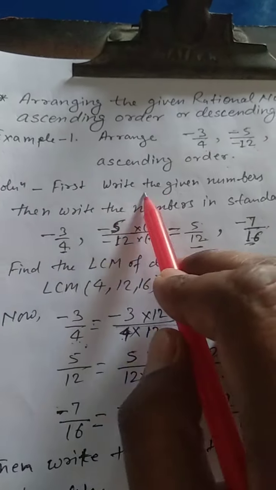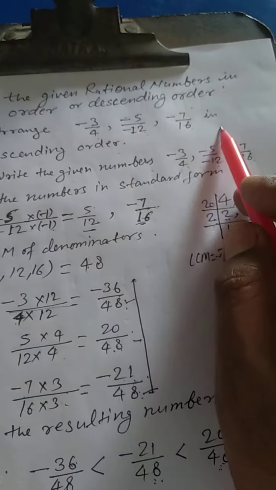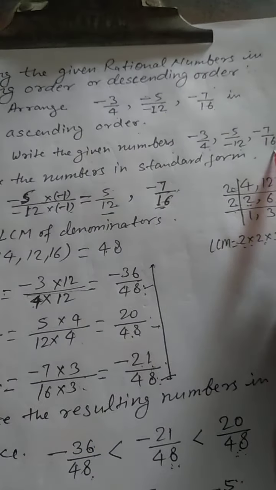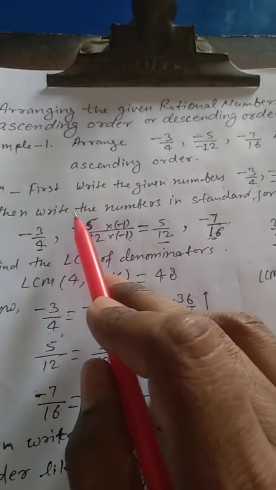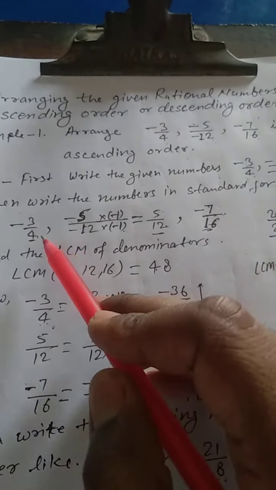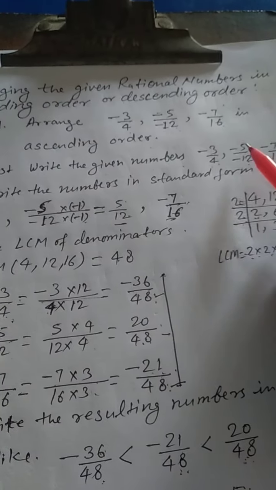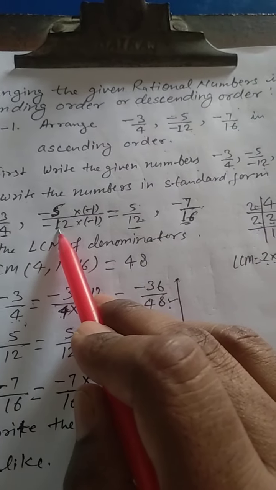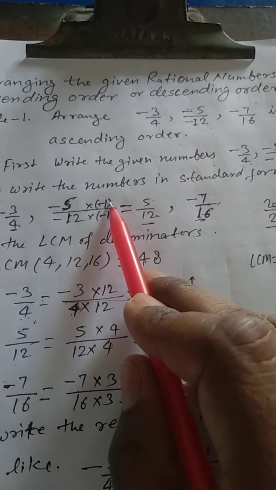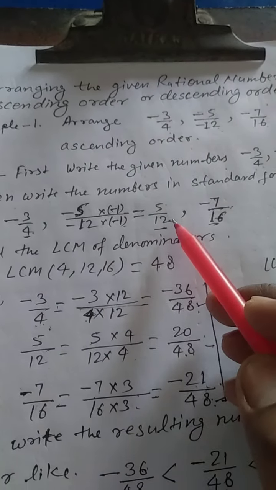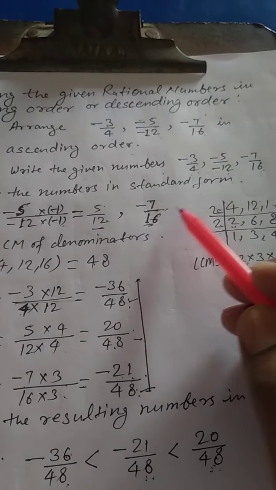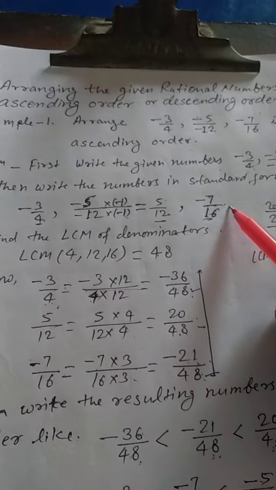First, write the given numbers as they are: minus 3 by 4, minus 5 by minus 12 and minus 7 by 16. Now, write the numbers in standard form. Minus 3 by 4 is in standard form, okay. Minus 5 by minus 12 is not in standard form, so I am multiplying it by minus 1 in both numerator and denominator. Then it will be 5 by 12 positive. Minus 7 by 16 is in standard form, so it's okay.